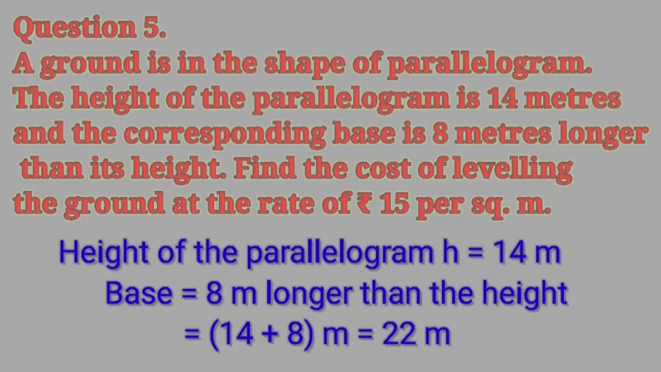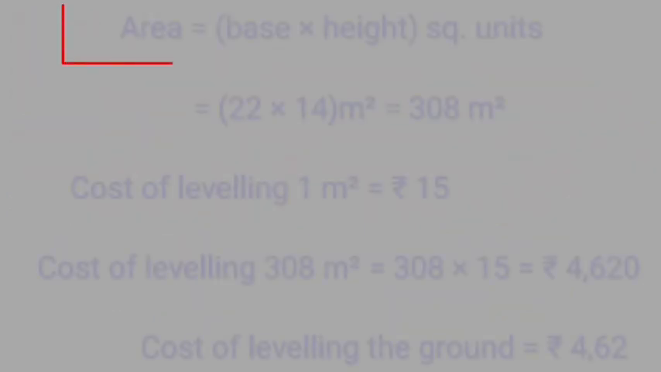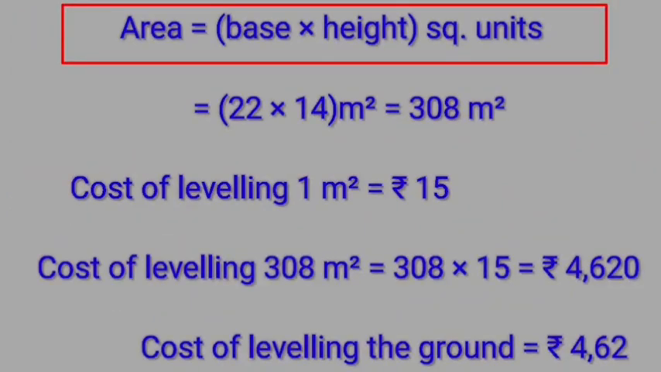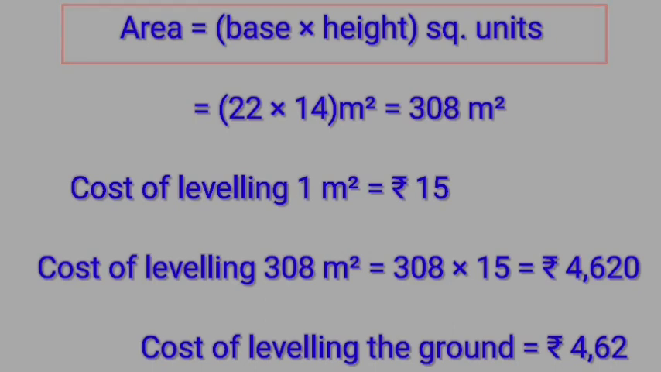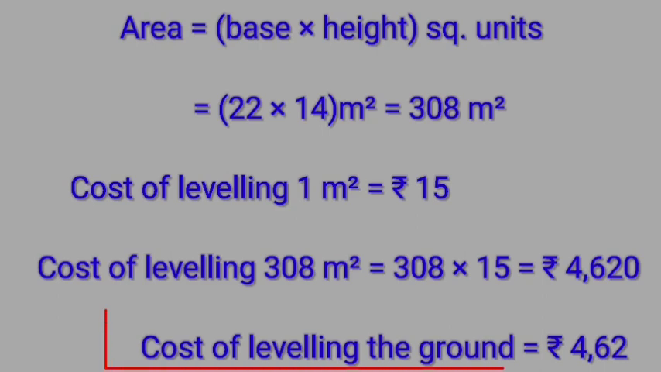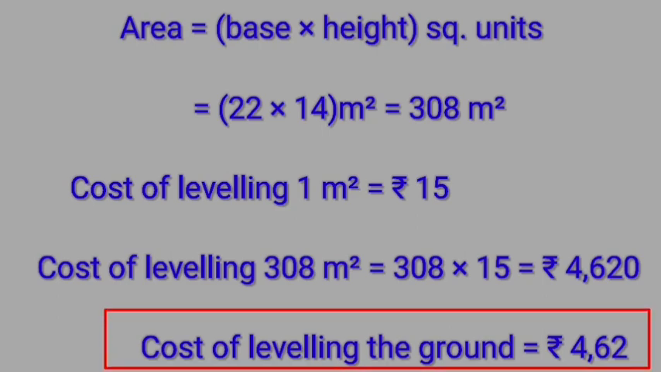According to the problem, the height of the parallelogram is equal to 14 meter and the base is 8 meter longer than the height, which is equal to 14 plus 8 is equal to 22 meter. We know that the formula for area of the parallelogram is equal to base into height square units. Using the values of the base and the height, we get it as 308 meter square. By multiplying 308 by ₹15, we get the cost of leveling of the area.